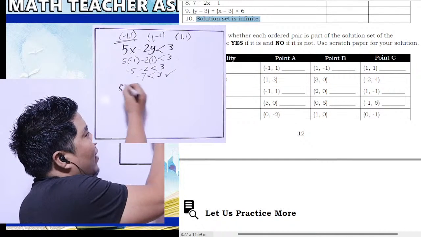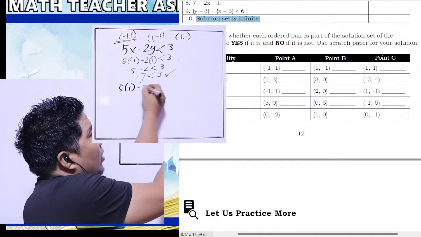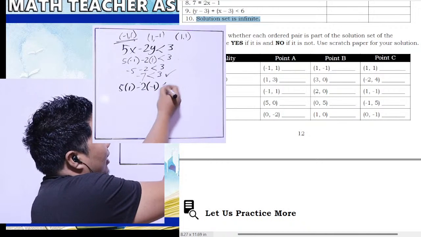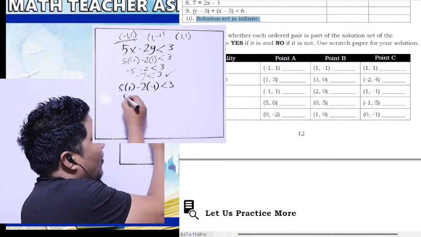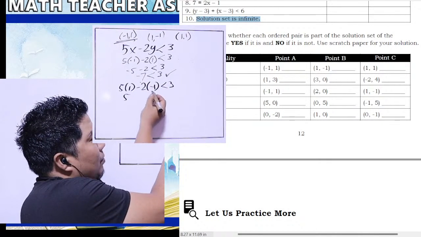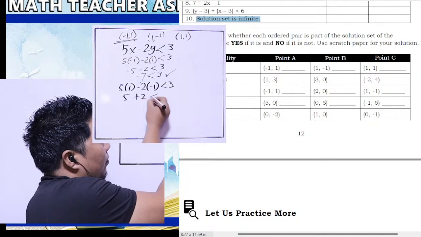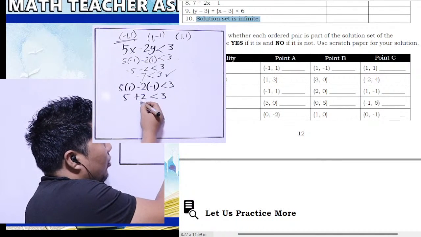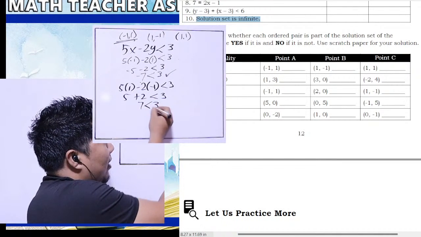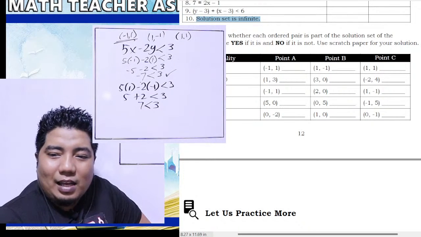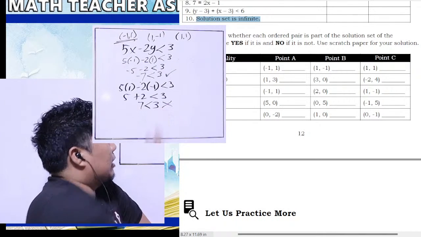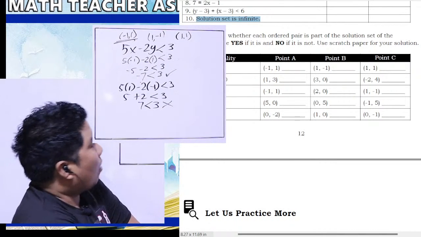Okay. How about 1, negative 1? So, we have here 5 times 1 minus 2 times negative 1 is less than 3. So, we have 5. Negative 2 times negative 1, that is positive 2. Okay. So, 5 plus 2 is 7 is less than 3. Is 7 less than 3? Alright, that is wrong. That is false. So, that is no.